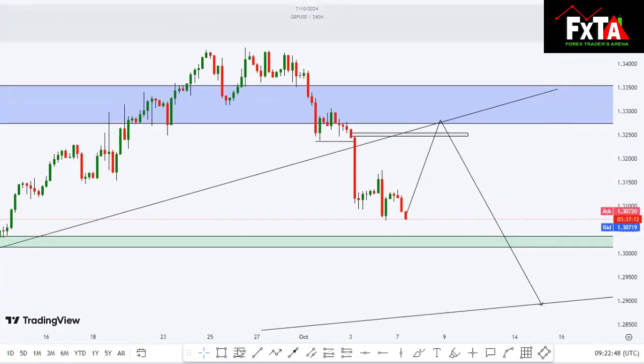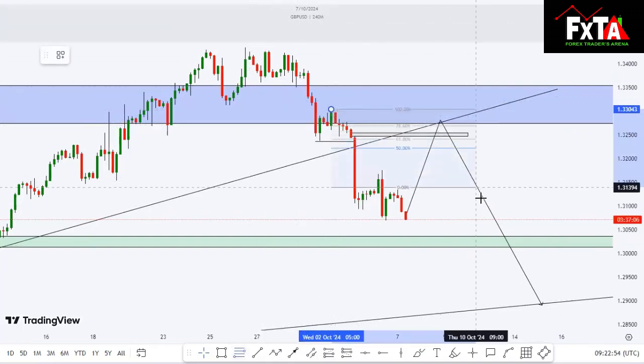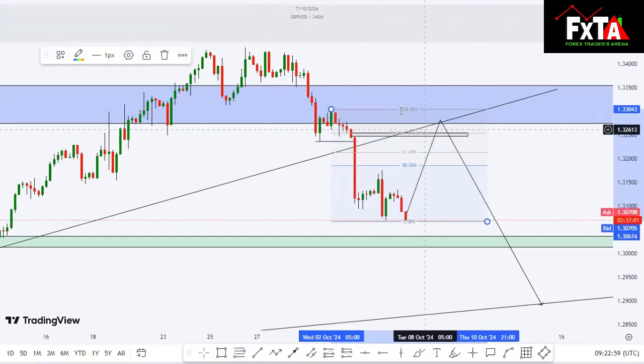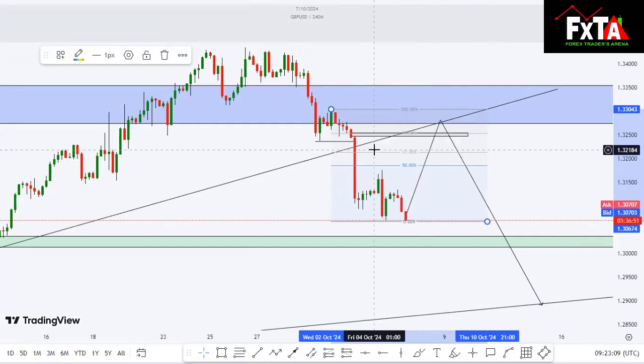If we take our Fibonacci tool and draw from swing high to swing low around here, you realize that our entry is going to be in the premium zone, which means that we are still following the right track of the trade.